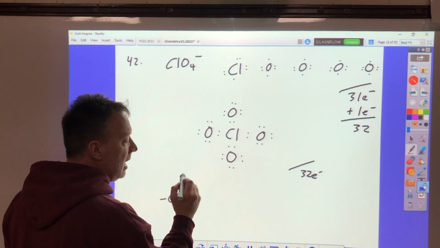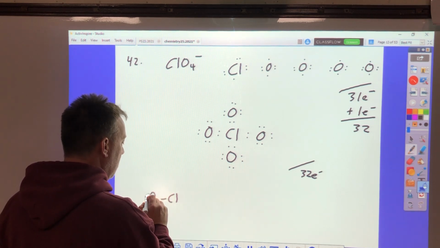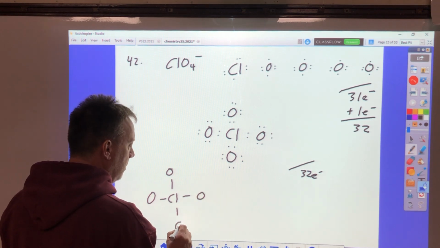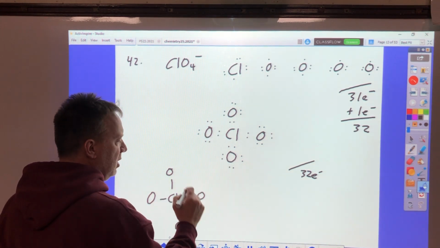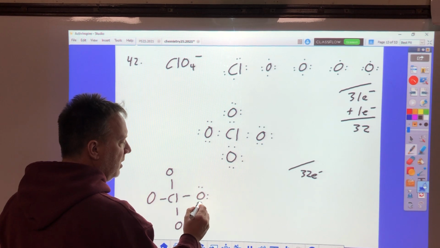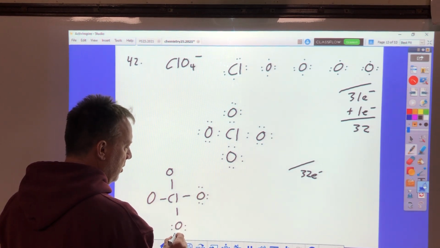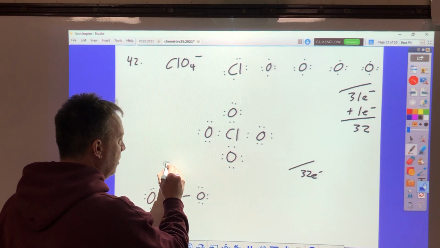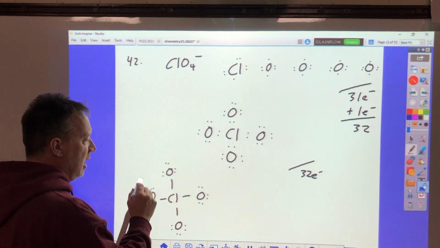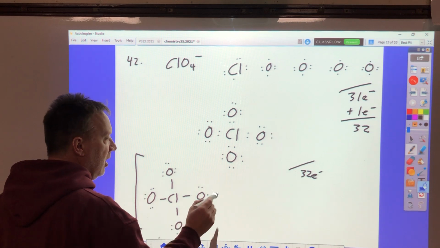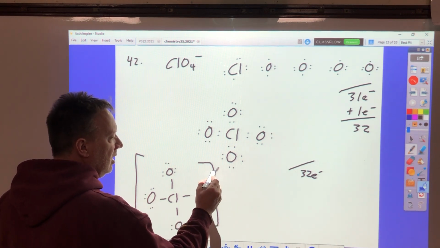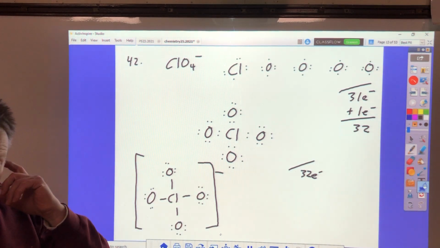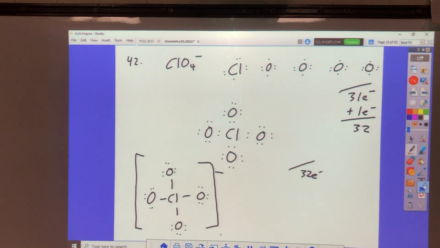I forgot something on the last page. Don't forget your unshared pairs: 2, 4, 6, 2, 4, 6, 2, 4, 6, 2, 4, 6. And you're not done until you put a bracket around it and give it the extra charge. That extra electron is somewhere in there and you can't tell where.